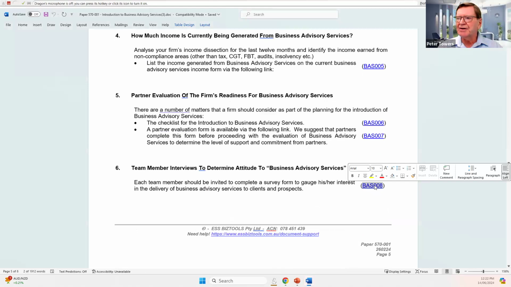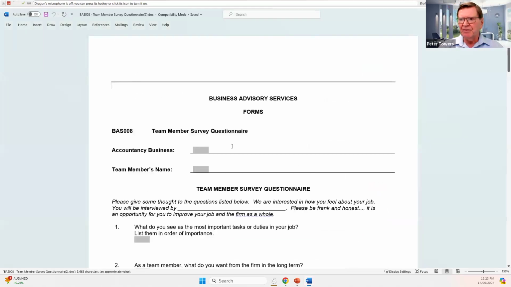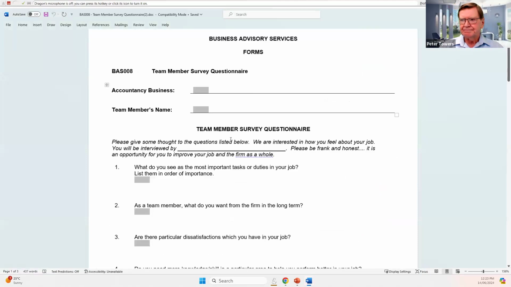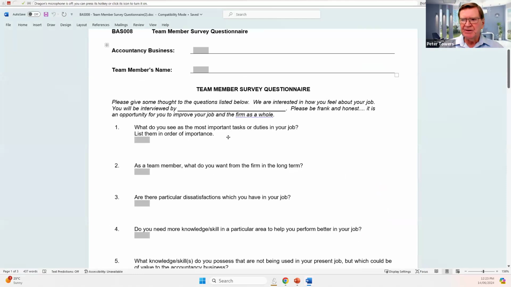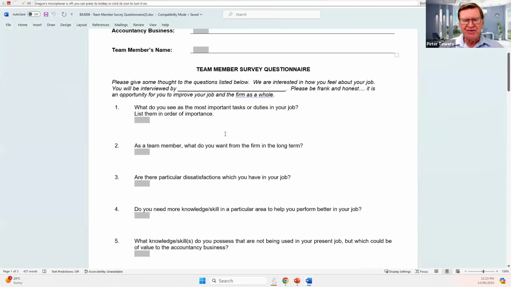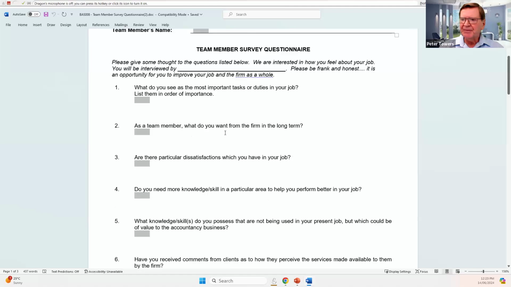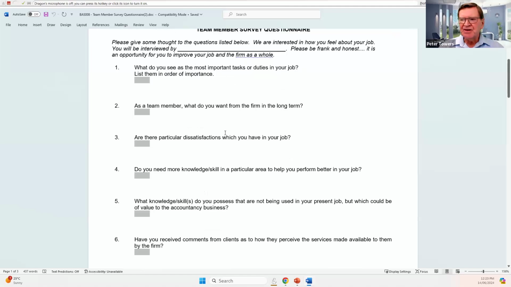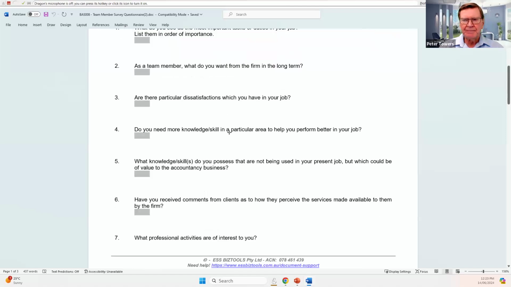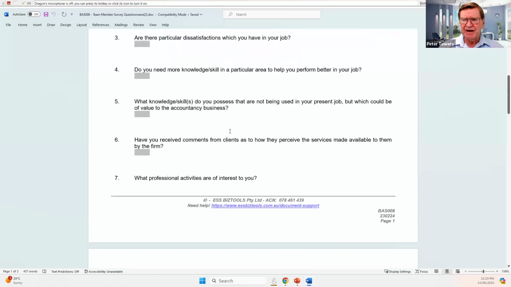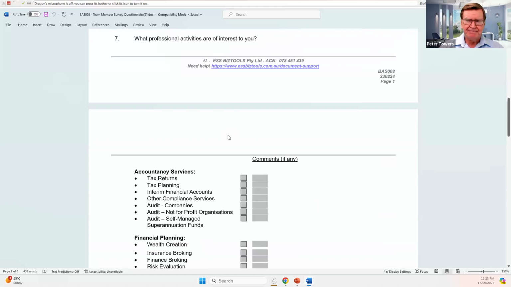Very important, I think, to get the views of your team as to what they're happy to be involved in or what they're interested in being involved in. What do they want from the firm in the long term? Have they got some skills that you're not using? Maybe you don't know about them. They receive feedback from clients who are looking for your firm to be offering some different services. What professional activities interest them? And then we've listed them.